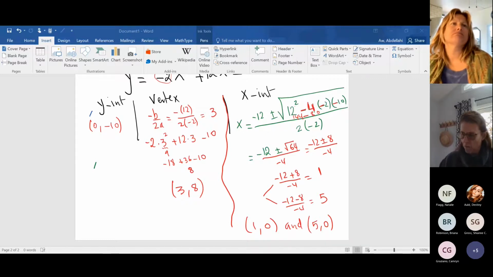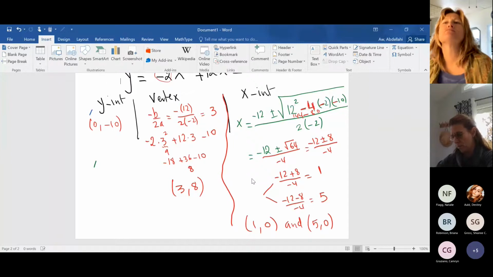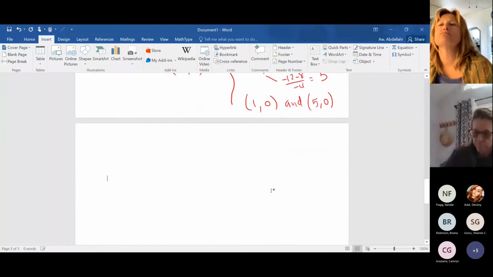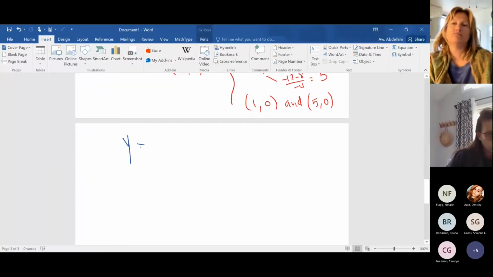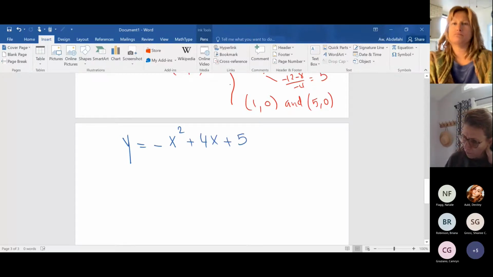All right, so let's do one last one here. I'm going to give you some good minutes. I want everybody to find the 4 points. Another example: y equals negative x squared plus 4x plus 5. Some very nice numbers.